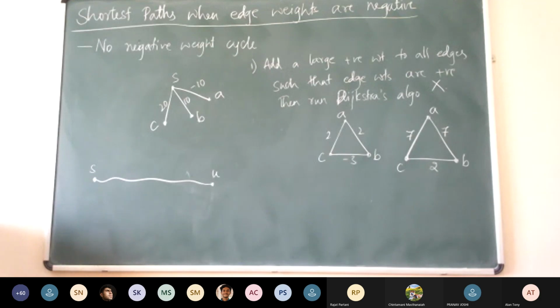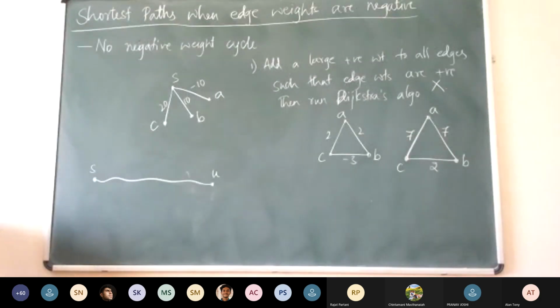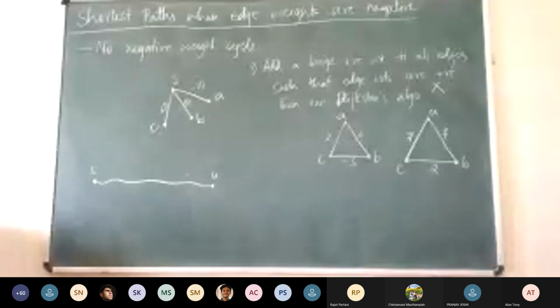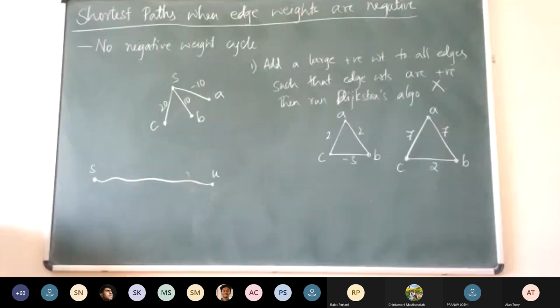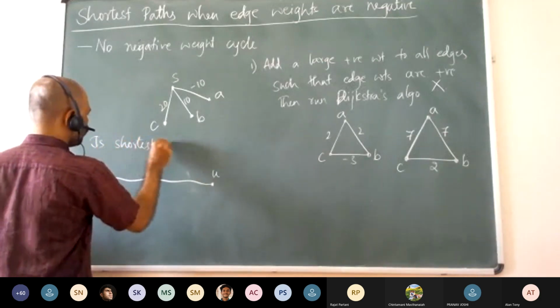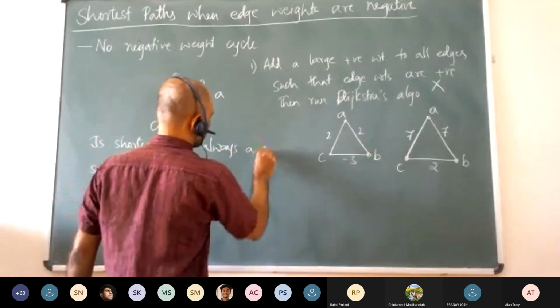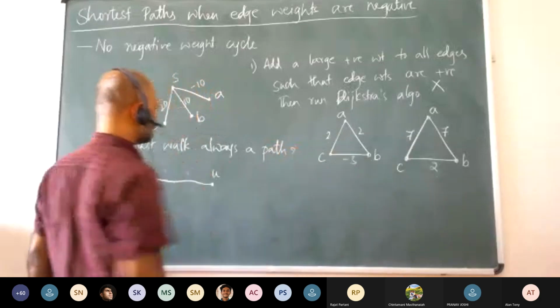Mastanaya and Alan are saying that if there is a shortest path from S to U, right? So consider it as a shortest walk from S to U. What they are claiming is that the shortest walk is always a path. So am I right, Mastanaya and Alan? Is this what you are trying to say? Yes, sir. So is that true? Is the shortest walk always a path? Is this true?